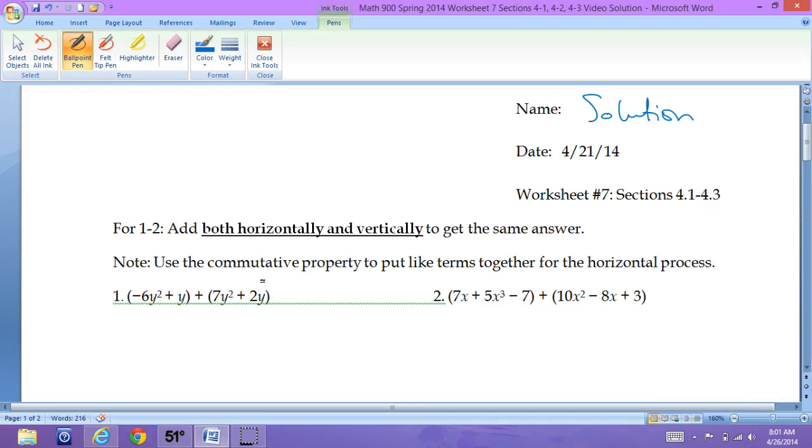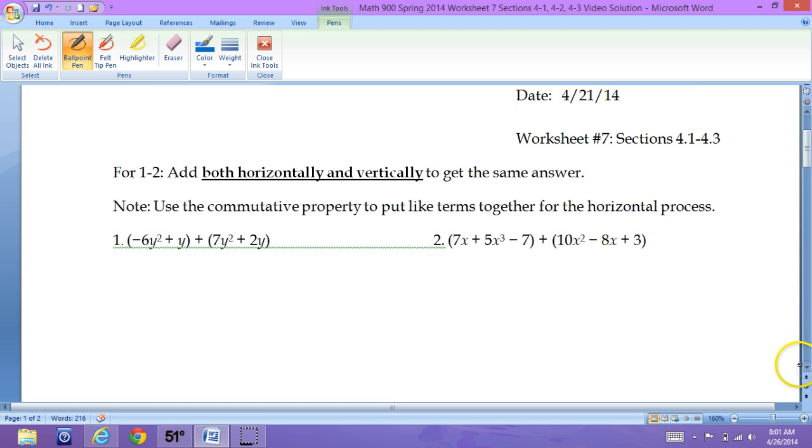Welcome to the video solution on worksheet number 7, which covered sections 4.1 through 4.3. We're talking about adding, subtracting polynomials, and then multiplying polynomials and dealing with some exponent stuff.